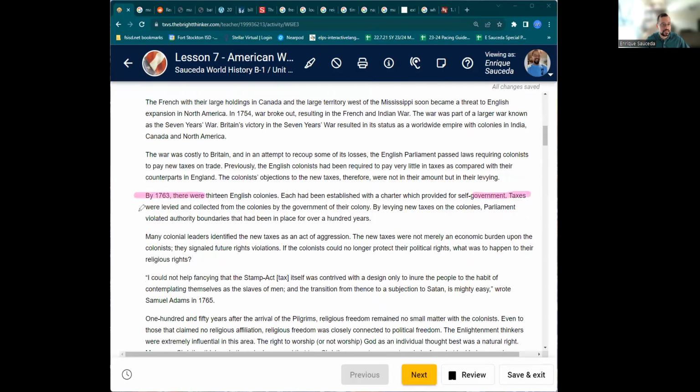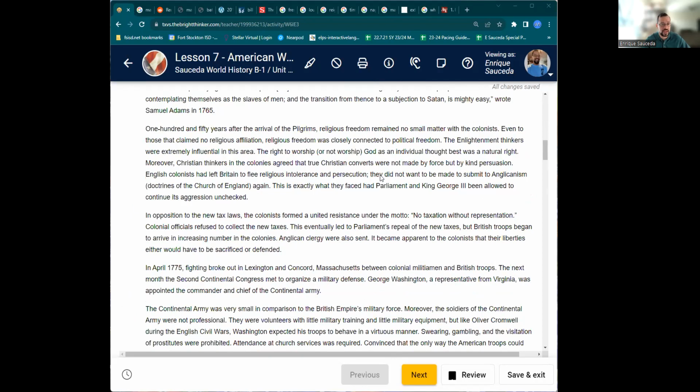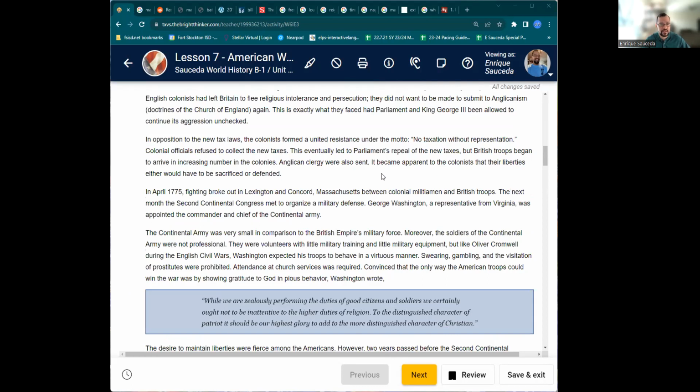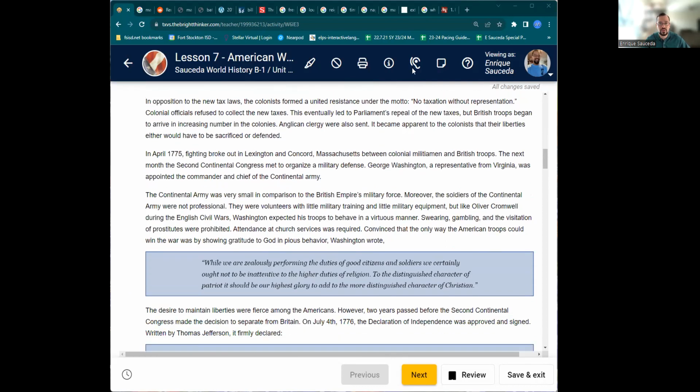1763, taxes are levied on the colonies. And next thing you know, people are like, if you're going to tax us, let us have a say in government. The British say no, so let's just create our own government, essentially is what happens. In 1775, the Battle of Lexington and Concord takes place. We get this shot heard around the world. The revolution has started. I gave you the rest of it.